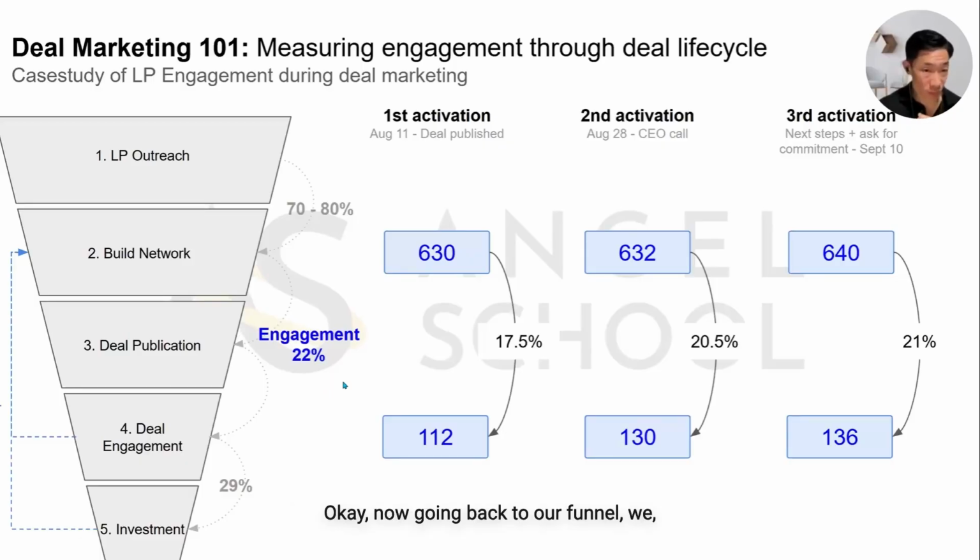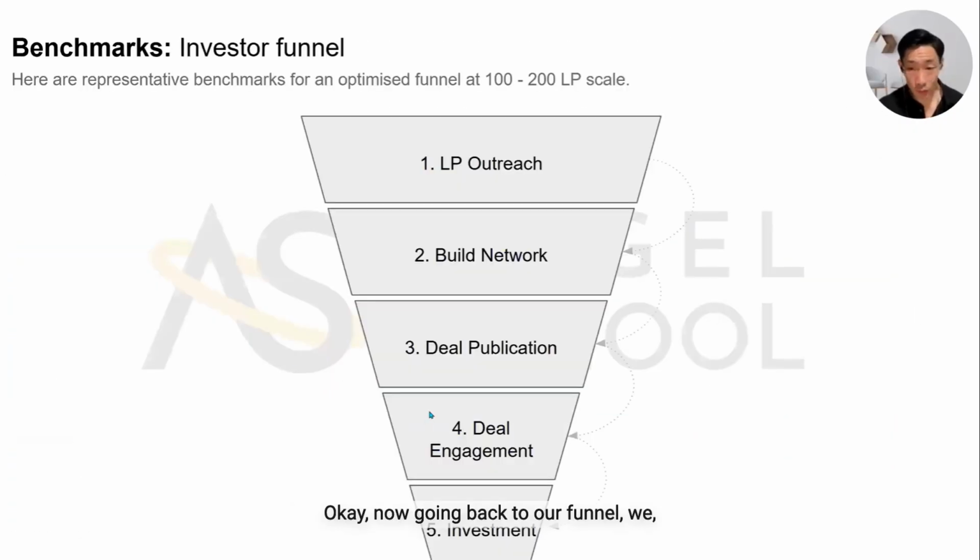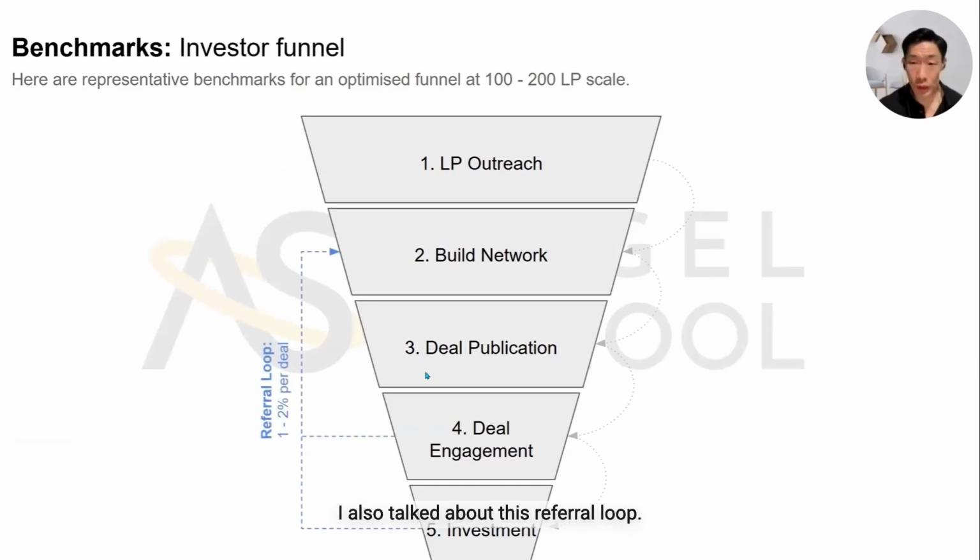Okay. Now, going back to our funnel, I also talked about this referral loop. It's pretty hard to measure. I estimate it at maybe 1 to 2% referral-based acquisitions on any single deal. This is simply just anecdotal evidence that I have. And so why am I making this argument? What proof do I have to say that this actually exists?